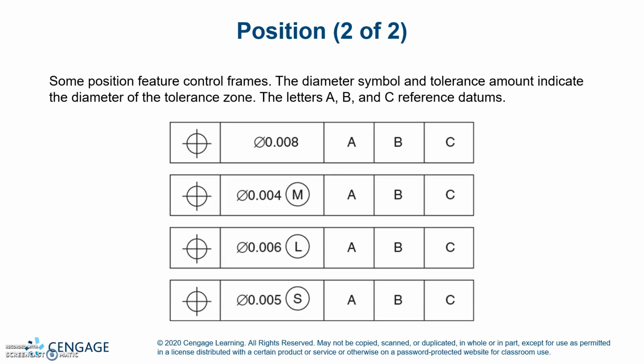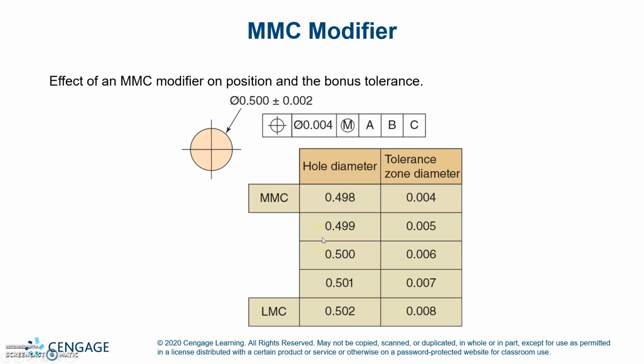Alright, some position feature control frames. The diameter symbol and tolerance amount indicate the diameter of the tolerance zone. The letters A, B, and C are reference datums. So, maximum material, least material, etc. Effect of the MMC modifier on position and balance tolerances. So, this kind of shows you what I was talking about a while ago.